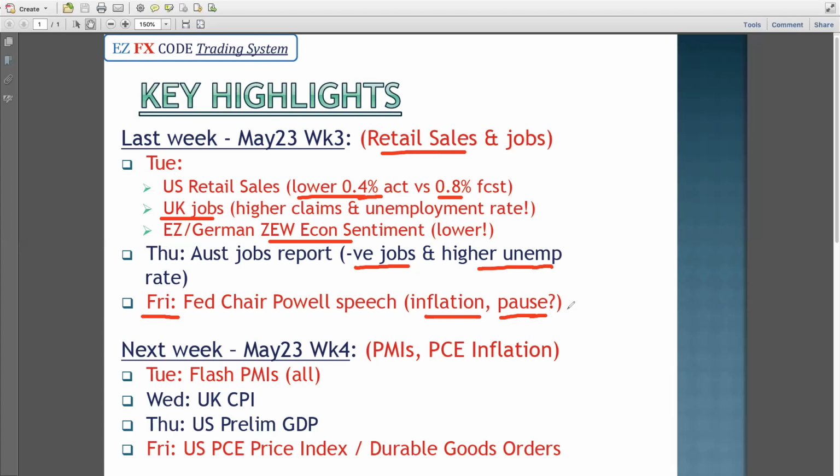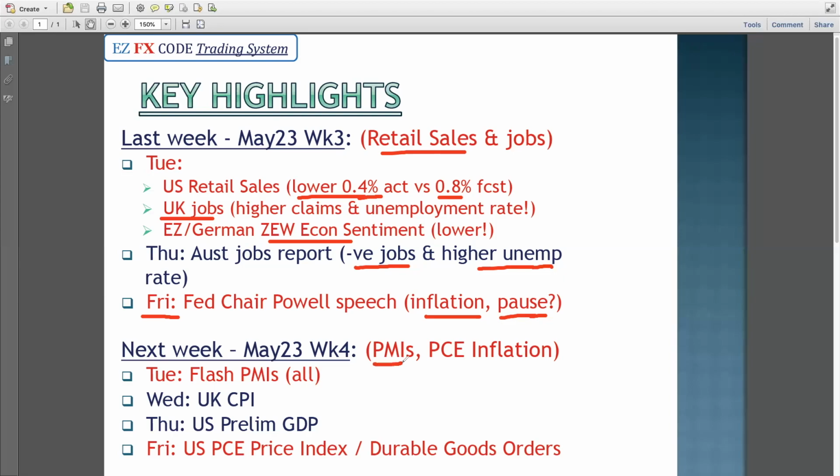The market took it better than expected, as all the major pairs recovered on Friday against the US dollar, with this possible hint of a pause after perhaps one more rate hike in June, and then a pause for, we'll see whether it's one or two more meetings. So that was the only recovery made on Friday for the majors.